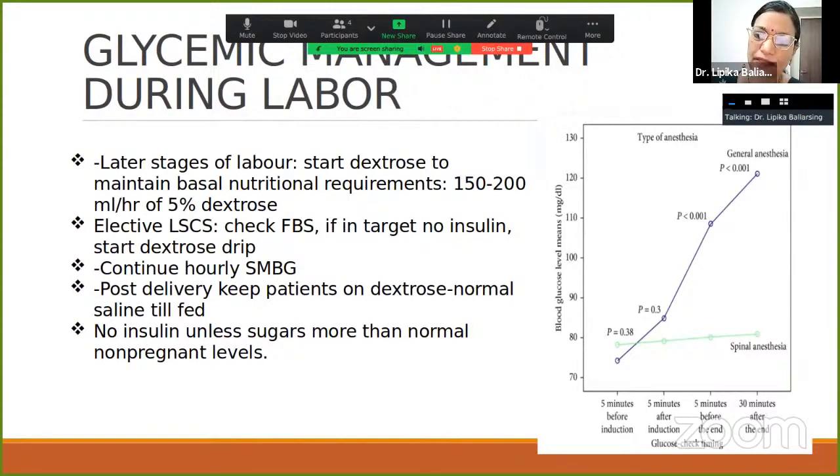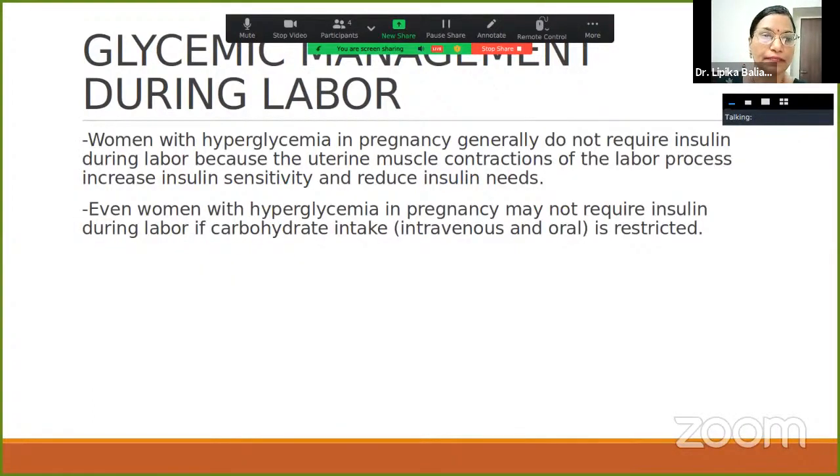So there is really no need, if we are providing regional anesthesia, to give insulin to these patients because the glucose level is taken care of by our spinal block. So, glycemic management during labor: women with gestational diabetes in pregnancy generally don't require insulin during labor, as I told you the reason. The uterine muscle contractions and the labor produce enough increased insulin sensitivity and reduce the insulin needs.